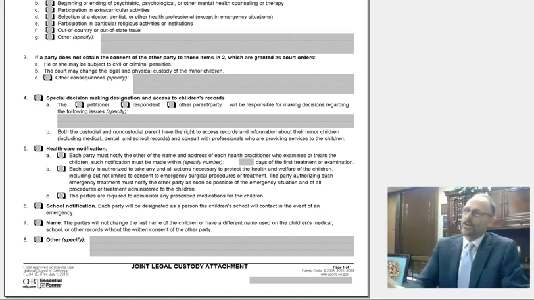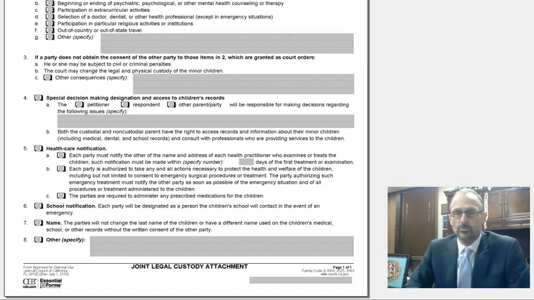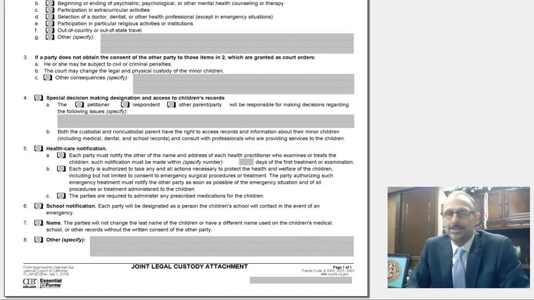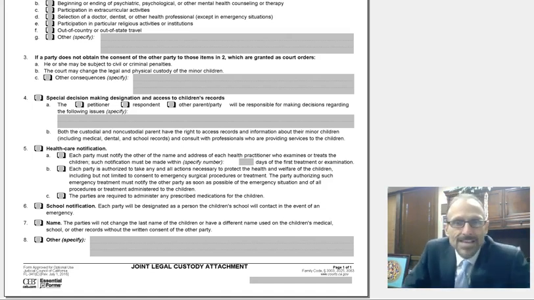You need to notify the other parent of that new doctor's name and information within, and then you can put in here 2 days, 3 days. I can't imagine it should be more than 2 or 3 days, because, I mean, that's a serious thing. You want the other parent to know what's going on.